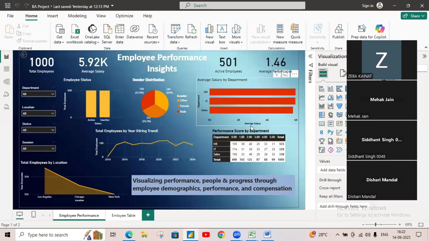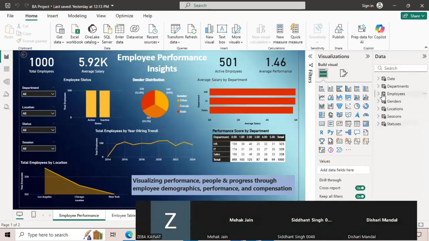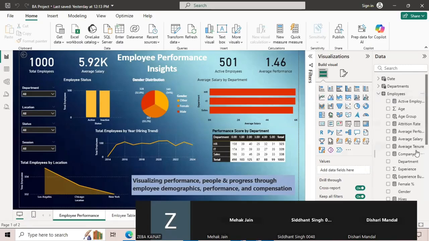So this is the dashboard which we have created, which includes various charts. To make this dashboard, first we did the data preparation. I cleaned and structured the data, which was downloaded as secondary data from the Kaggle website, and integrated it into Power BI seamlessly. Then I created some calculated columns and measures, if I go to the employees tab: tenure, average salary, and percentage of female new hires.